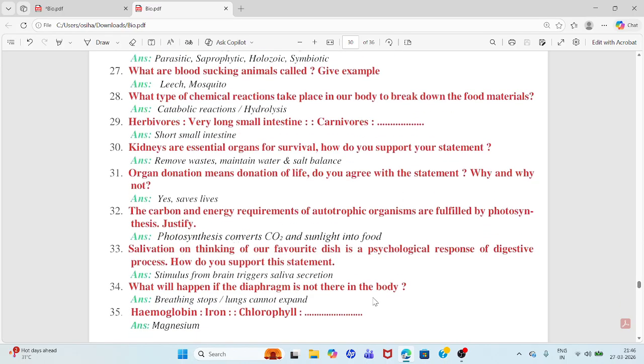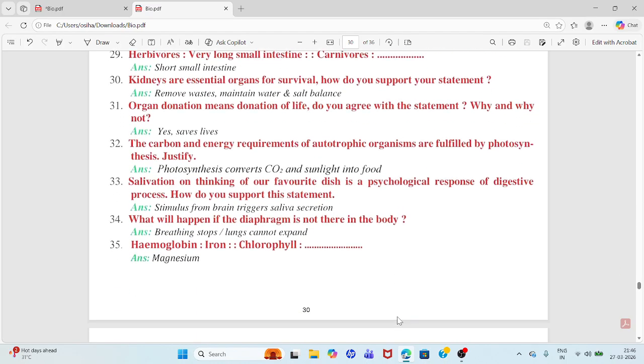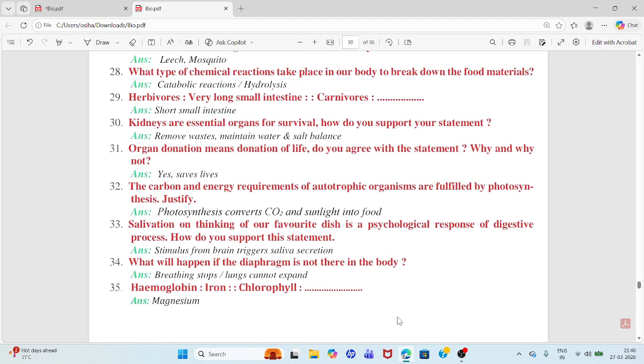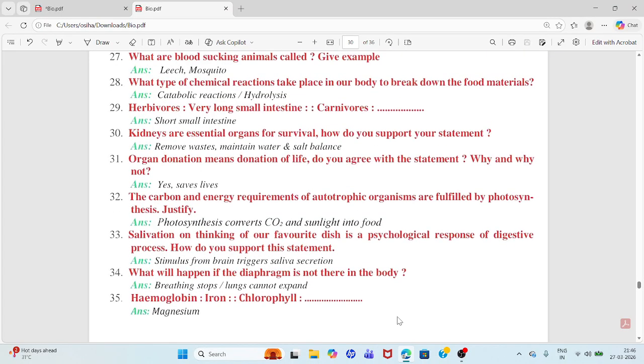So learn remaining questions from here. Okay, complete. So we have covered 8 marks, 4 marks, 2 marks and 1 marks from lesson 1. That is only life process. From life process we have covered all. So learn this question and answer.